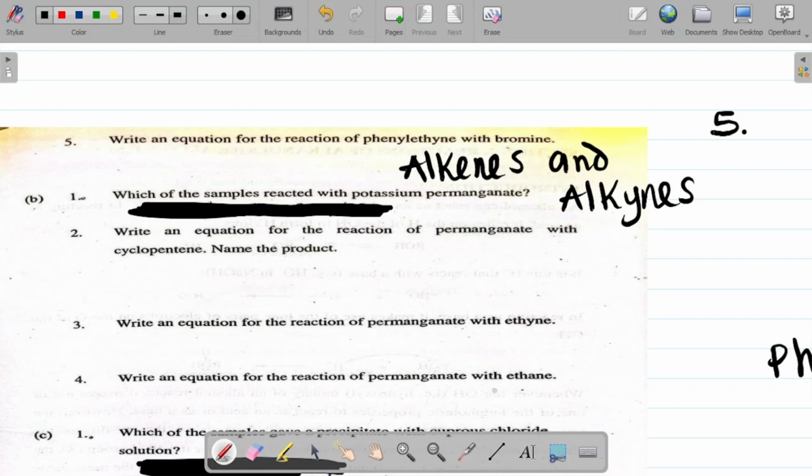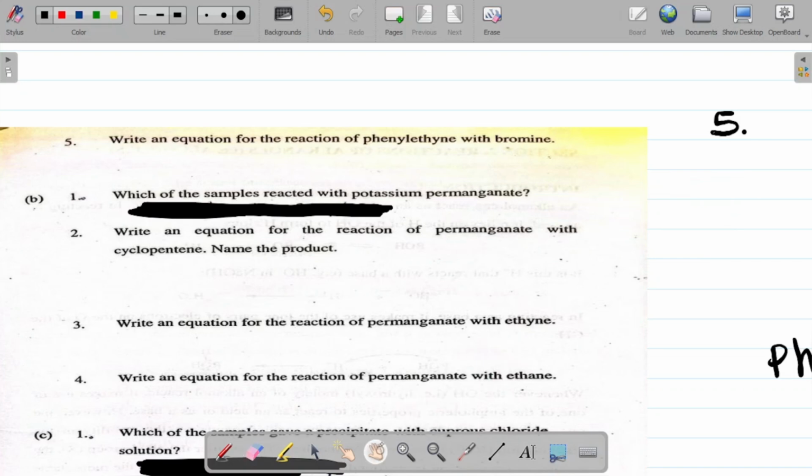So if they ask which of the samples reacted with potassium permanganate, probably you're expecting two samples. Probably one sample and then the other one, right? So we expect two samples. It could be any of them, maybe A and D or C and B, whichever one. So just bear in mind that we could expect two samples here as an answer, or probably even three too.